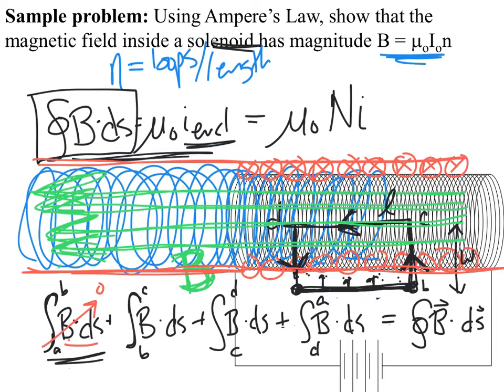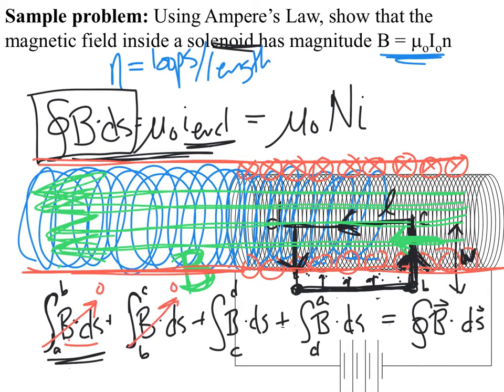Next part, let's go from B to C. I do have a path that I'm walking along. I've called that path length W. But notice that our ds is pointed directly up the page, and B is pointed perpendicular to it. And so what's B dotted with ds? It's 0.